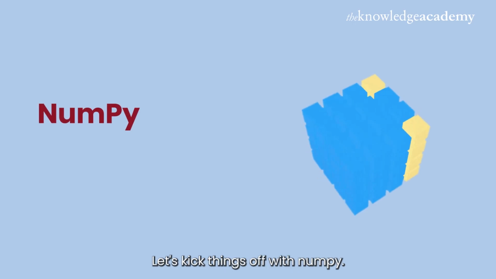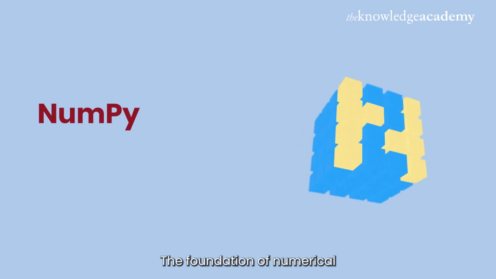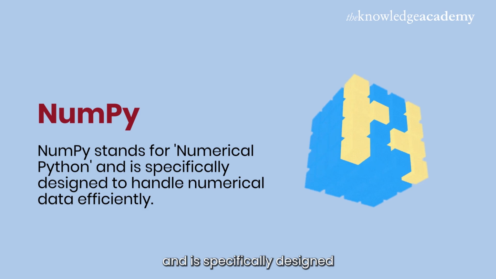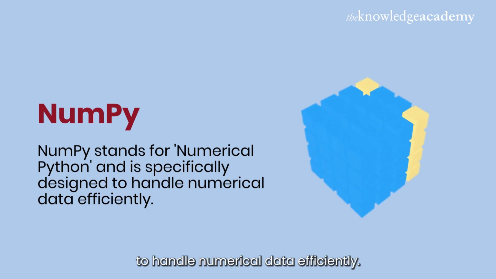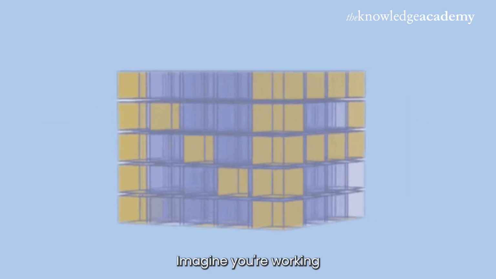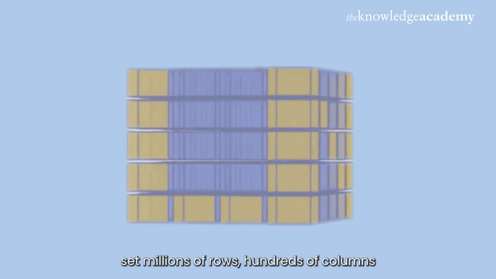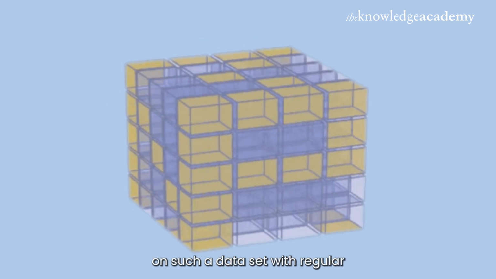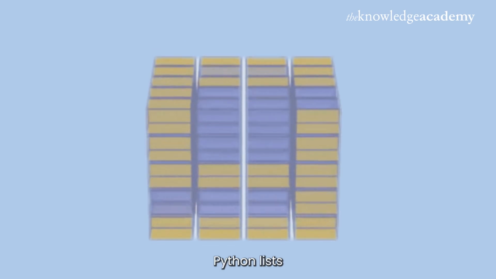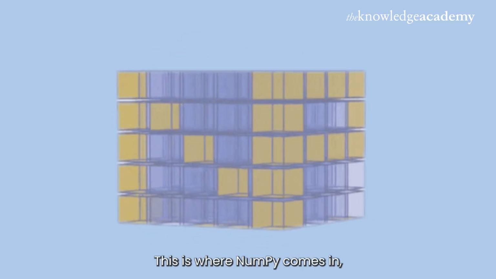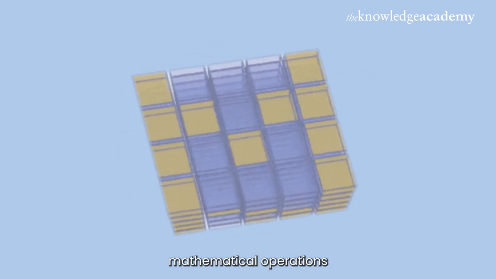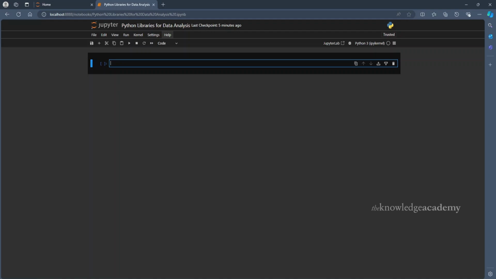Let's kick things off with NumPy, the foundation of numerical computing in Python. NumPy stands for Numerical Python and is specifically designed to handle numerical data efficiently. Imagine you're working with a massive dataset, millions of rows, hundreds of columns. Performing calculations on such a dataset with regular Python lists would be painfully slow and memory-intensive. This is where NumPy comes in, providing a powerful array object that enables you to perform mathematical operations at lightning speed.